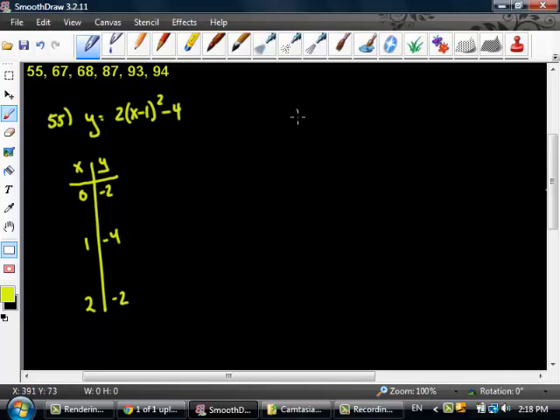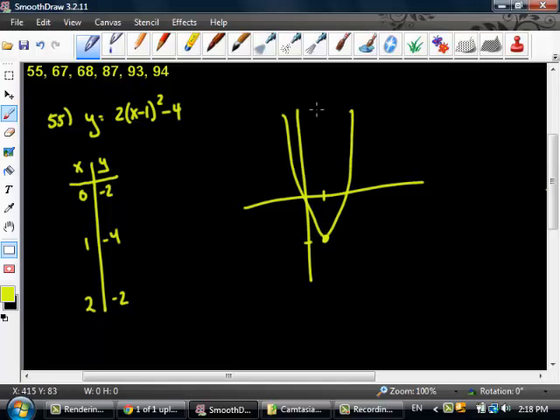Okay, so now, go and draw this. My vertex is at 1, comma, -4. It's right here, and it's moving upwards. From here, my axis of symmetry goes through it, so it's going to be x equals 1, and that is my axis of symmetry.